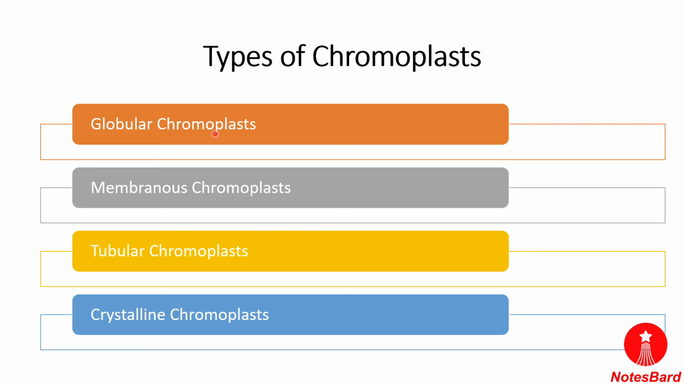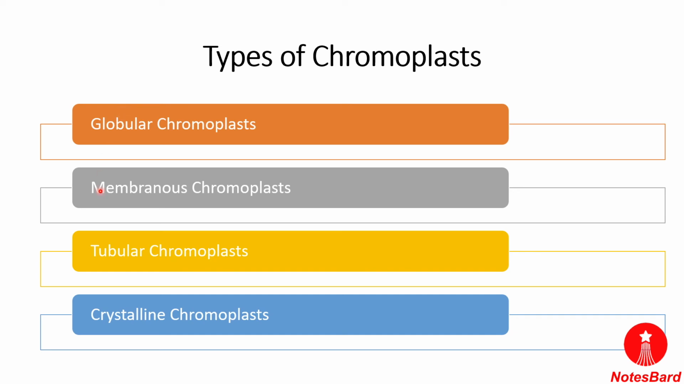plastoglobuli which bear carotenoid pigments, and often they are concentrated in the peripheral stroma. For example, it can be capsicum, which is a yellow fruit, then citrus fruits, then petals of some plants. So these are the examples of globular chromoplast.